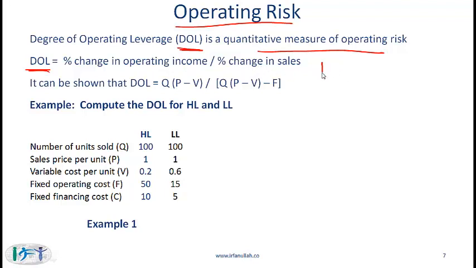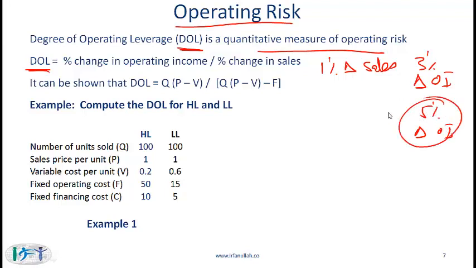If you have a situation where a 1% change in sales causes a 3% change in operating income, then the degree of operating leverage is 3. If for another company, a 1% change in sales causes a 5% change in operating income, then this company has a degree of operating leverage of 5. Clearly, a higher number implies a higher degree of operating leverage.